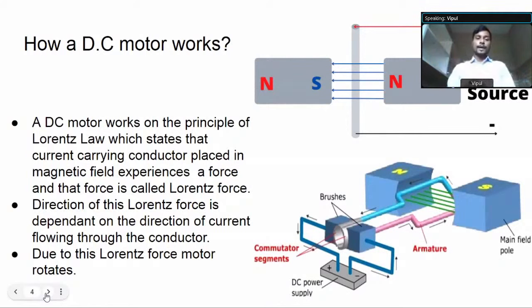If I reverse the polarity of the battery of the DC source, the current will flow in the opposite manner. When the current flows in the opposite manner, the direction of force experienced by the conductor is also reversed, and that is why it will go outside, away from me.